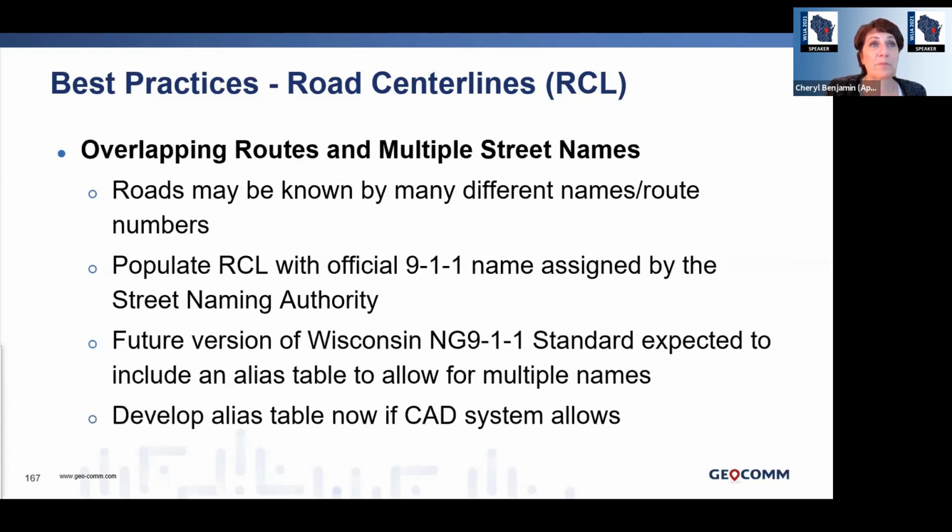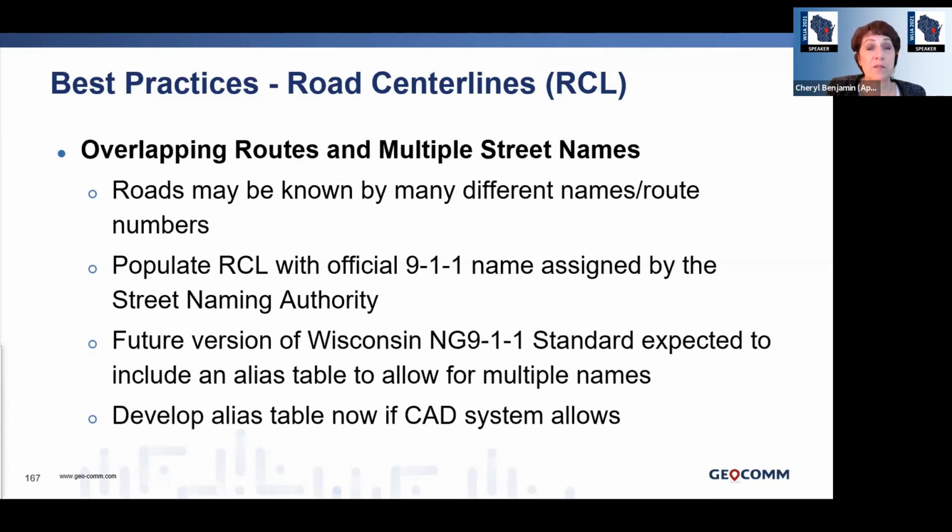So what do you do about overlapping routes and when you have multiple street names? It's not uncommon that a road can be known by many different names or route numbers. You can have Main Street in a city, and overlapping it runs a US route as well as a state route. In NextGen 911, the most important thing to note is you should be putting the official 911 name assigned by the street naming authority on your road center line.